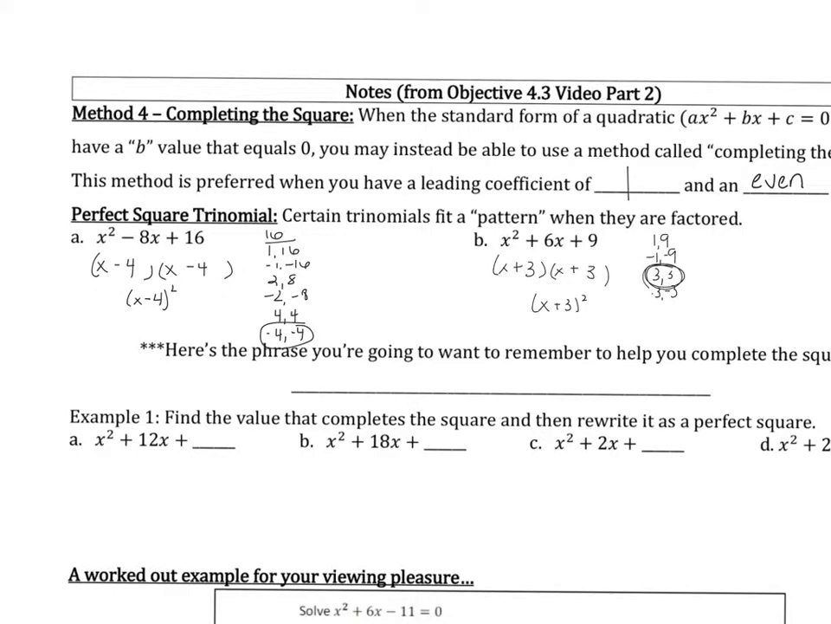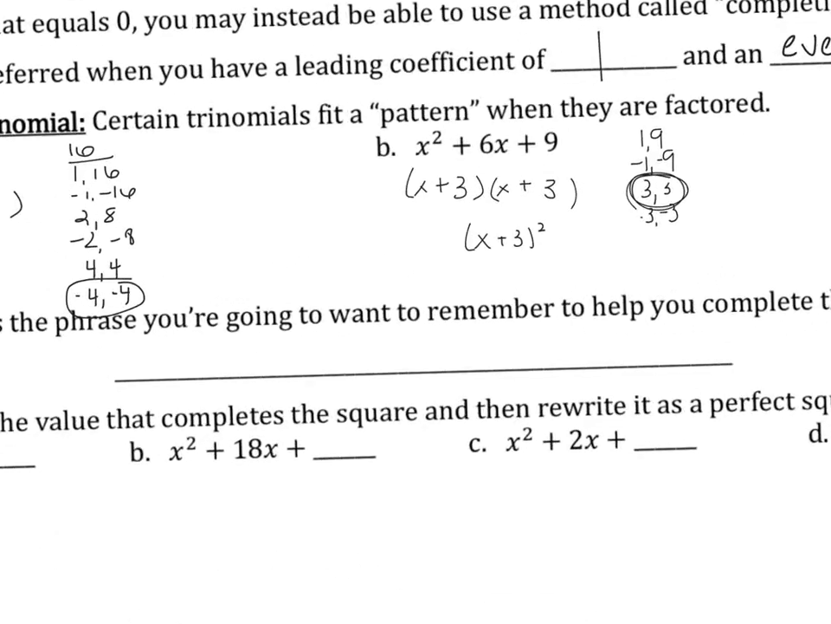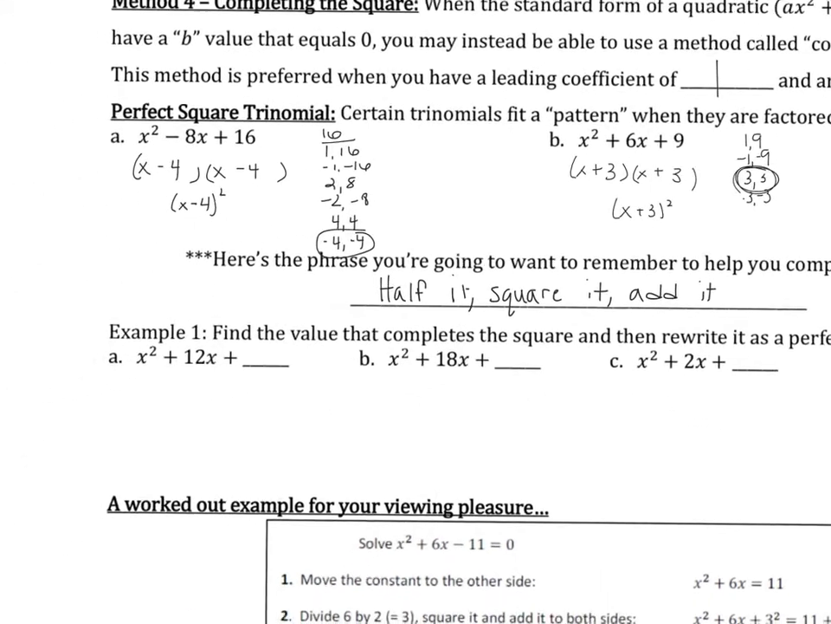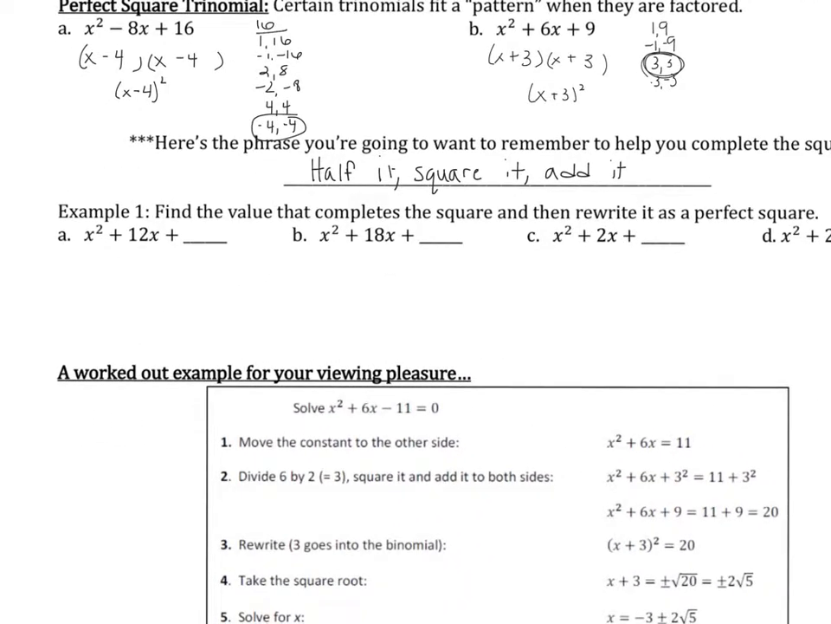Here is a phrase that you're going to want to remember to help you complete the square. If you can remember this, it really does help. I'm going to zoom in a little bit so you can actually read my writing here. Half it, square it, add it. That's the phrase we want to remember to complete the square. Completing the square means rewriting it so that it can be factored as something squared, like we did in the perfect square trinomials above.